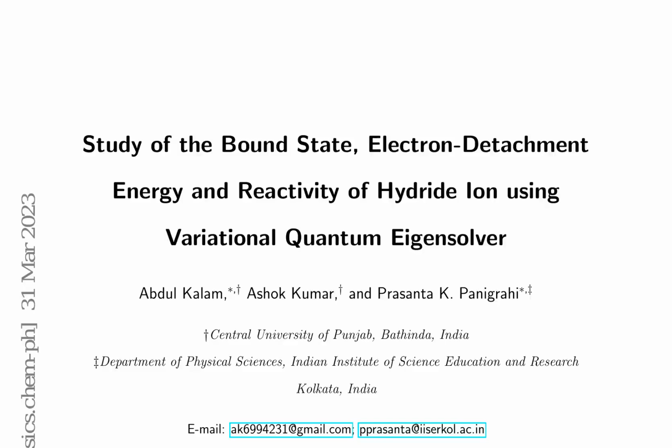The VQE algorithm uses a parametrized ansatz, typically a linear combination of Slater determinants, to approximate the ground state of the hydride ion. The coefficients of the linear combination are optimized using a classical optimization algorithm to minimize the energy of the ansatz. By calculating the single electron detachment energy and reaction energy, the VQE algorithm can predict the outcomes of chemical reactions, optimize reaction conditions, and develop new chemical processes.